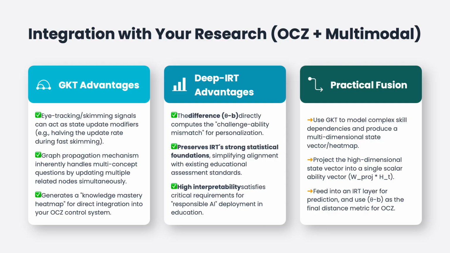First, use GKT to map out the entire landscape of a subject, revealing which skills build upon others. Then, use Deep IRT to get a precise reading of where each student is on this map right now. Now you have a powerful system. You can guide students along the optimal learning path. You can even find their optimal challenge zone, OCZ, that sweet spot where exercises are challenging enough to promote growth, but not so hard that they cause frustration.